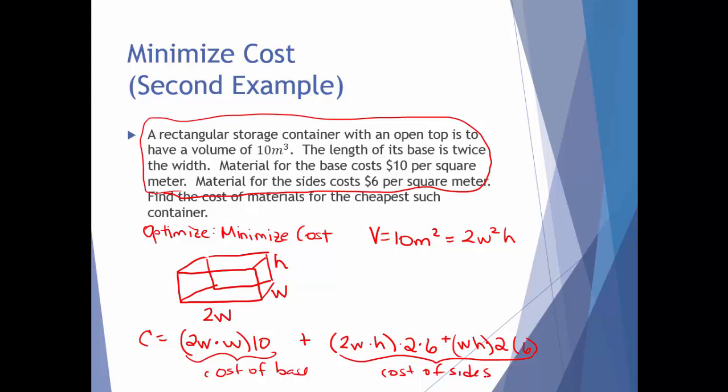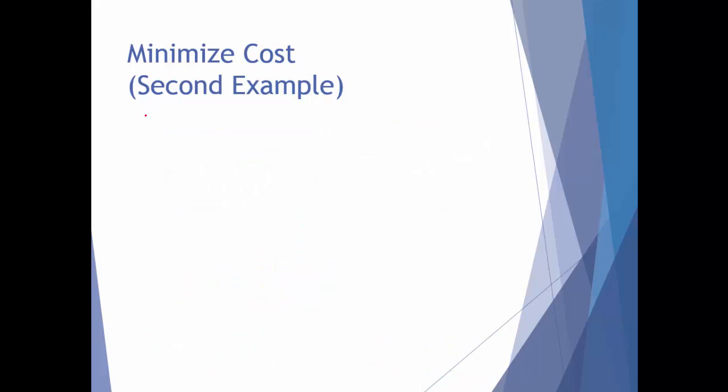Okay, so that's how we're going to create the cost equation that we want to minimize when we know that different parts of this cost different dollar amounts. When we clean this up, we end up with a cost of 20W squared plus 12WH and 24WH. So that's plus 36 times the width times the height. Now this still is not a function of one variable. I have both W's and H's in here.